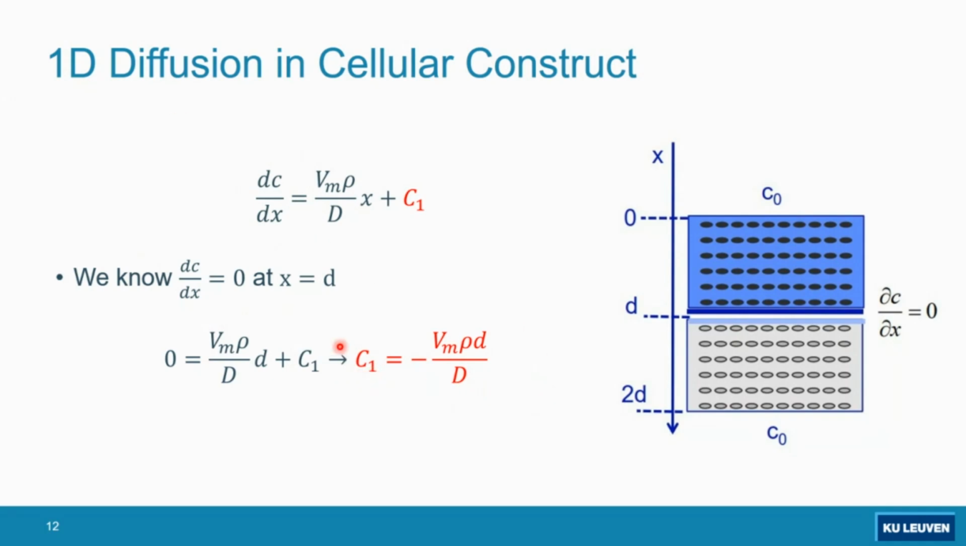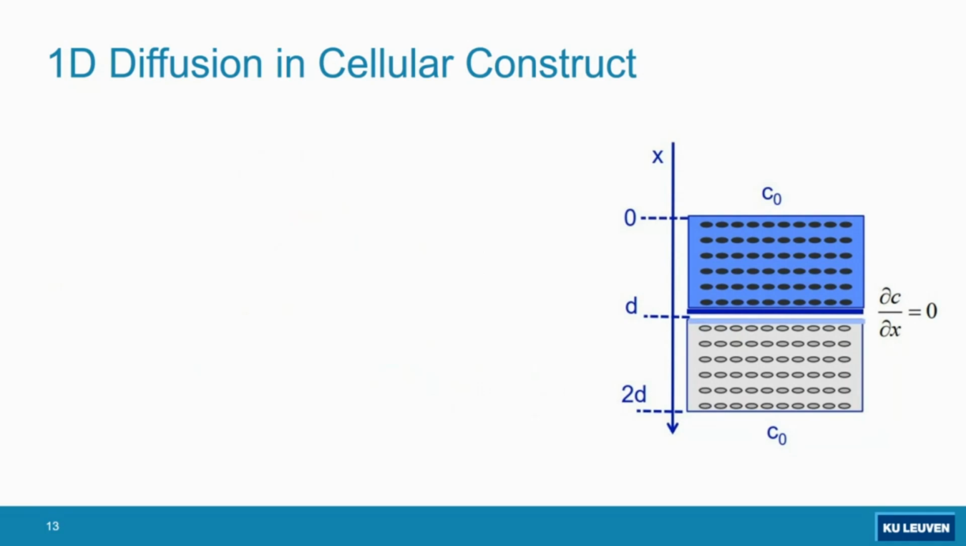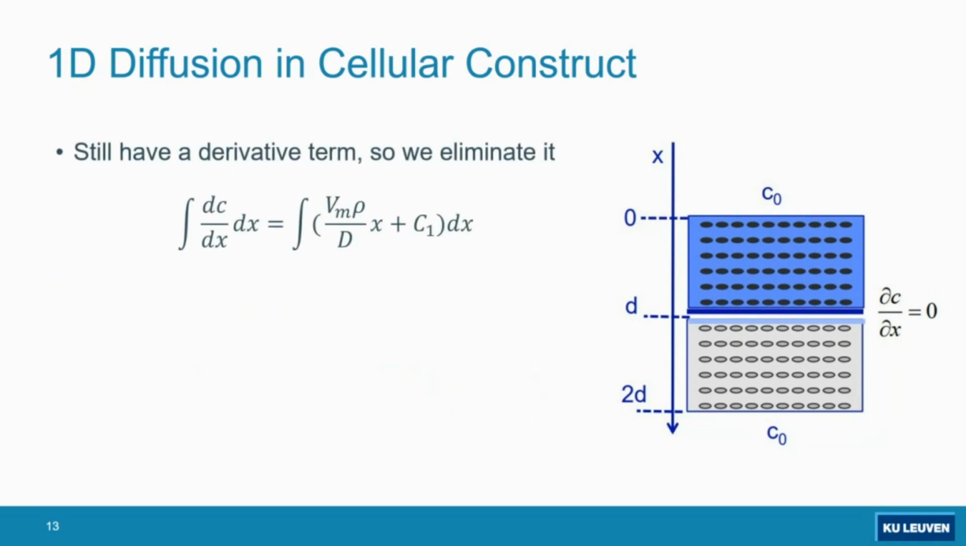So when we replace C1 with this value, we still see that we have some derivative terms. So we should continue the integration. We integrate this one, and then the derivative term will be eliminated. But we have a new C2 term here.